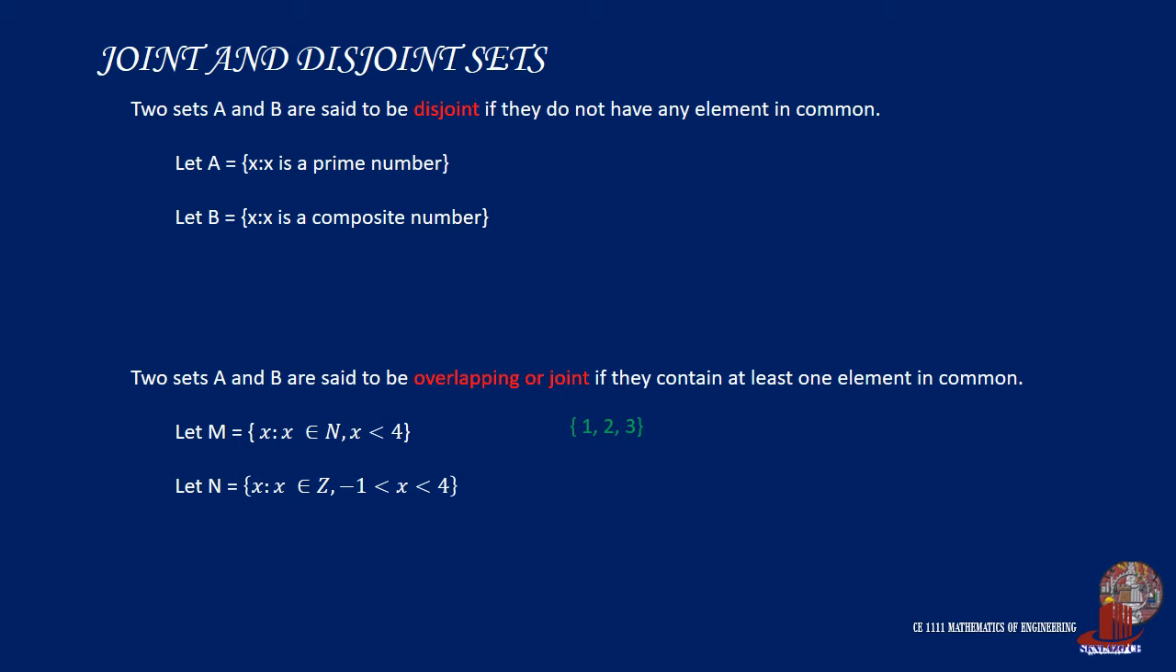For the first set, M, we would know that all those elements turn out to be 1, 2, and 3. For set N, our elements would turn out as 0, 1, 2, and 3. Having 1, 2, and 3 common for both sets M and N, then we can say that sets M and N are overlapping or joint sets.